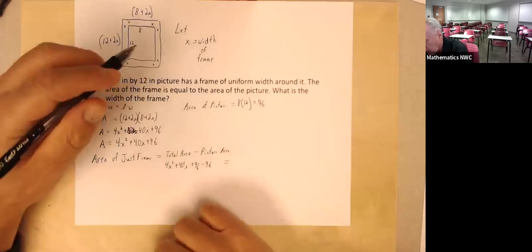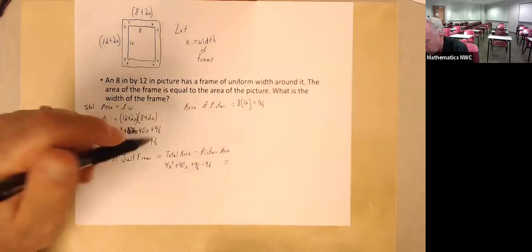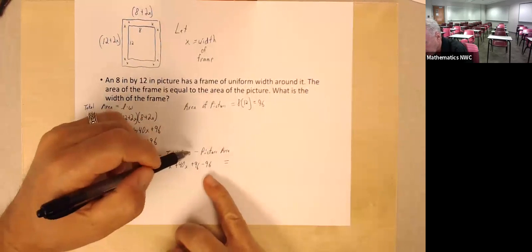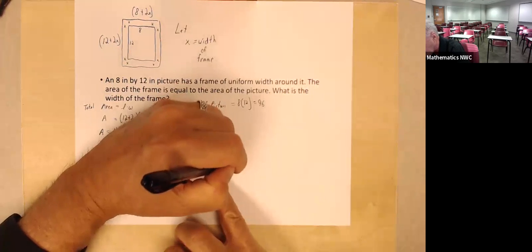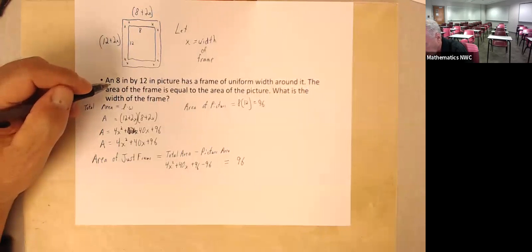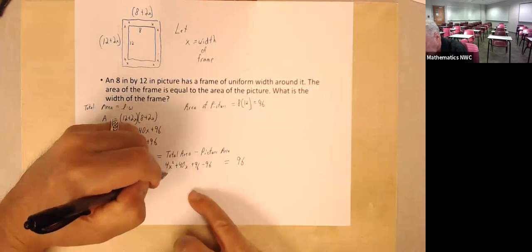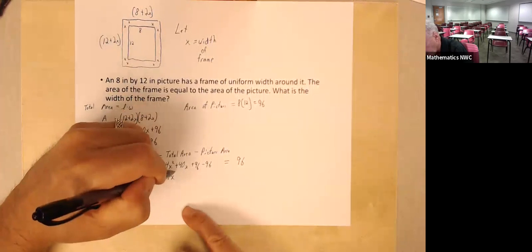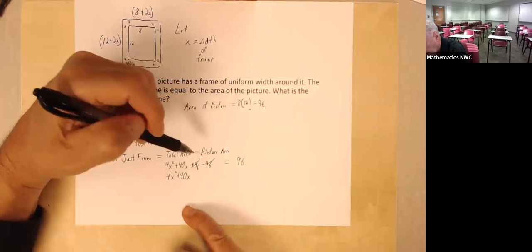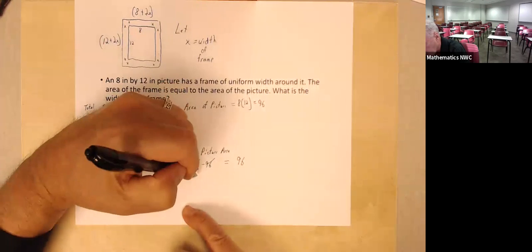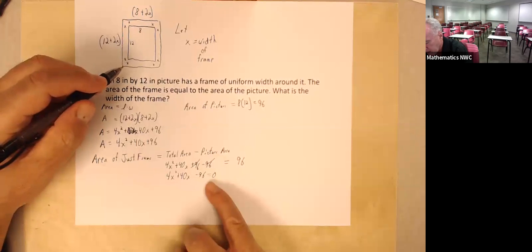And they're telling me that area is equal to the area of the picture. So this is just the area of the frame. The area of the picture is 96, and it has to equal the area of the picture. These two 96s cancel. So I get 4x squared, 40x. Those cancel, but I bring the 96 over because I want it set equal to 0.